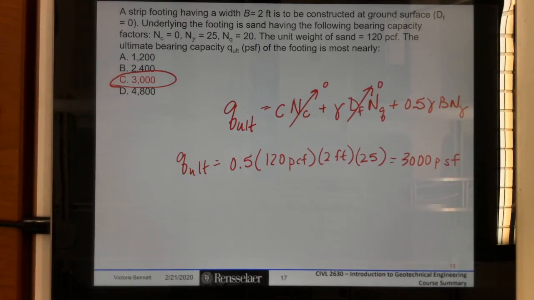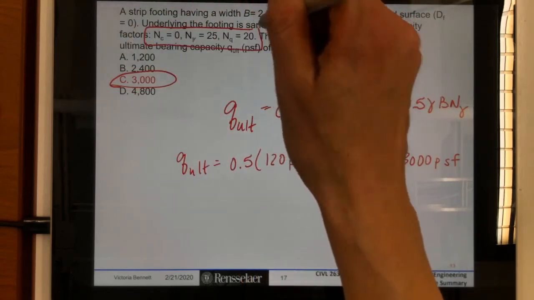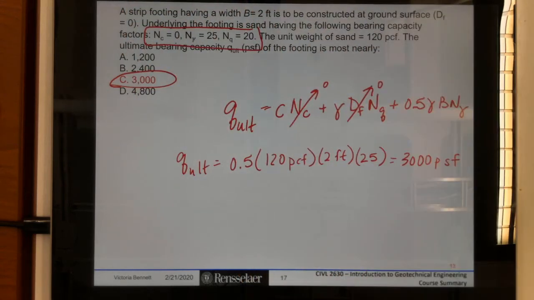So in the absence of having those tables where you would have to make some decisions about what those factors are, and I think they have to give them to you, those bearing capacity factors, n sub c, n sub gamma, n sub q. I think that should be fairly straightforward for those types of problems too.